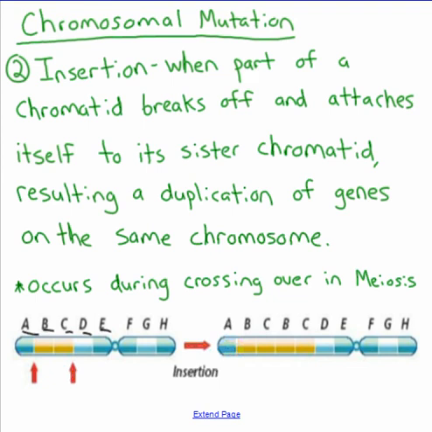And an insertion is when you add an additional part to that chromosome. So instead of being A, B, C, D, E, now it is A, B, C. That part is inserted, B, C, D, E. So that's an insertion. It results in a duplication of genes on the same chromosome. And once again, this is happening during crossing over in meiosis.